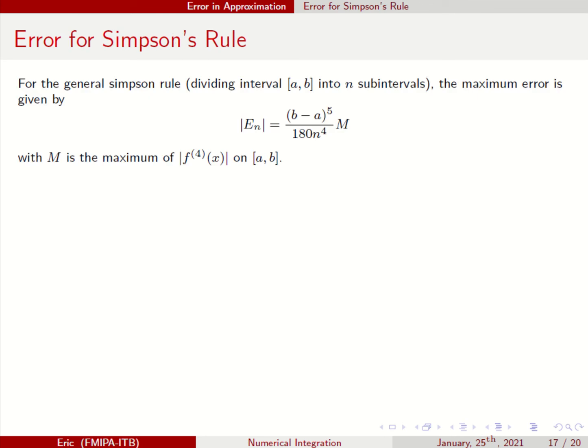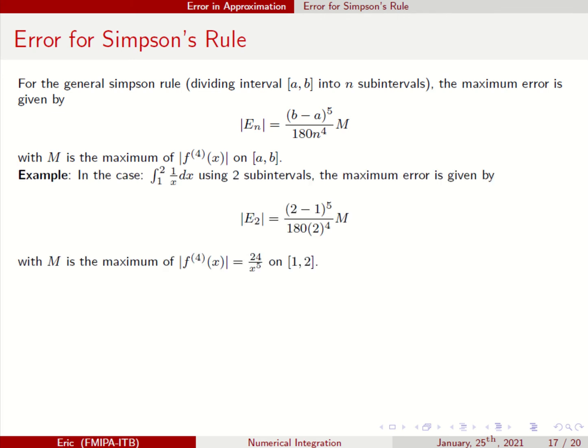Okay, and then the error for Simpson's rule. For the general Simpson's rule, dividing the interval a, b into n subintervals of equal length, the maximum error is given by (b minus a) to the power of 5 divided by 180 n to the power of 4, times M, where M is the maximum of the fourth derivative of f x on the interval a, b.